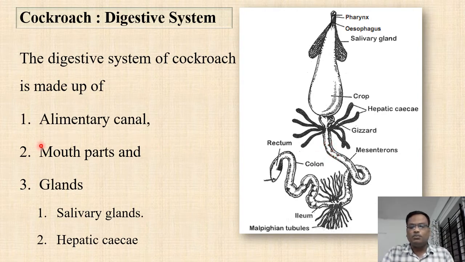Then regarding the mouth parts, like all other insects and arthropods in general, these are the appendages surrounding the mouth and they help the cockroach to obtain food, cut the food into small pieces and then push the food into the alimentary canal. Glands, as the name suggests, secrete the enzymes. They secrete the juices which contain enzymes, and those enzymes help in digestion of food.